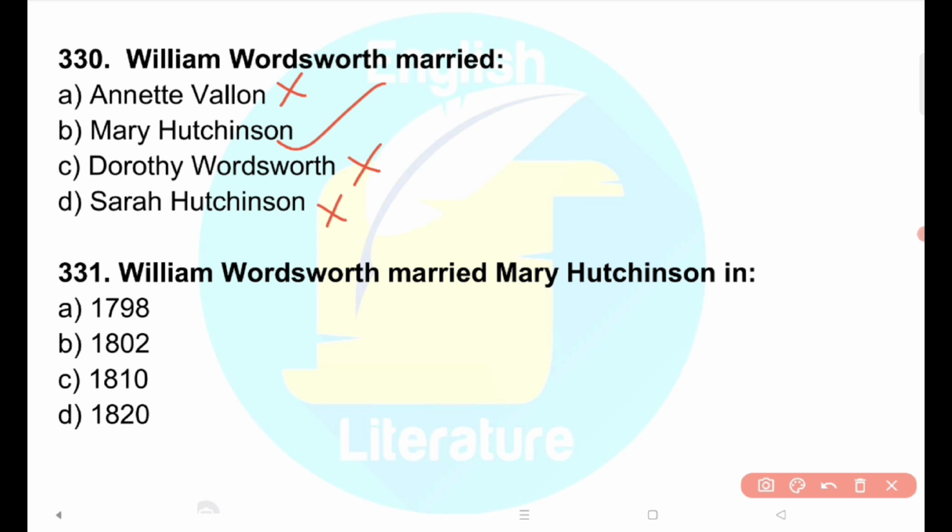Wordsworth married Mary Hutchinson in... Option B, 1802. Wordsworth married Mary Hutchinson on October 4, 1802, in a small ceremony in Yorkshire.